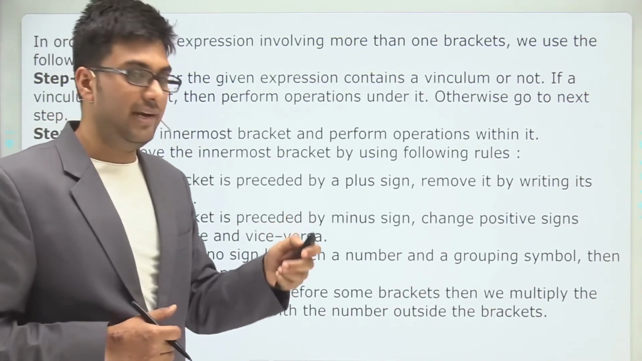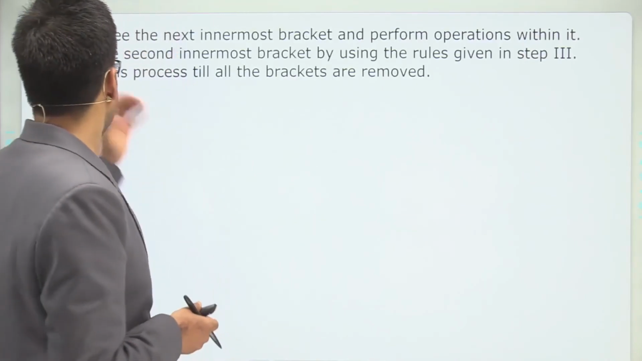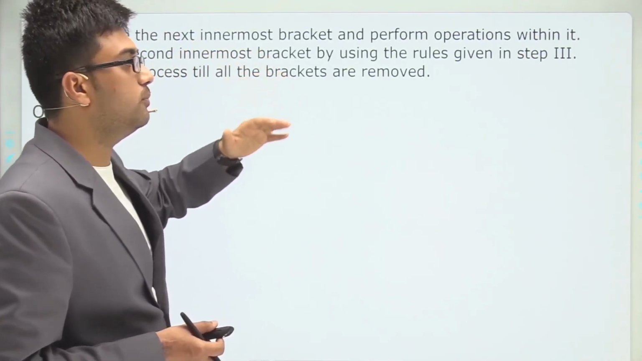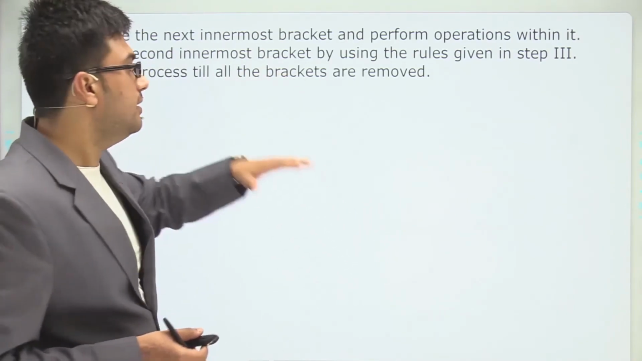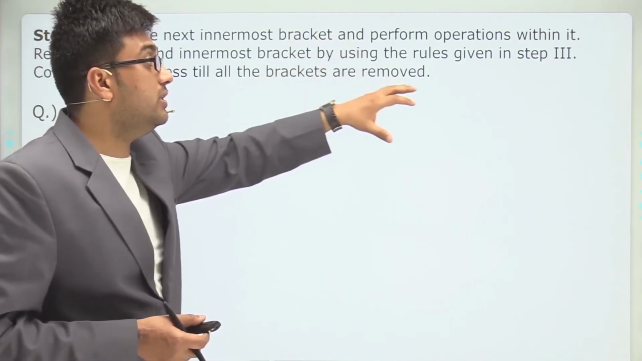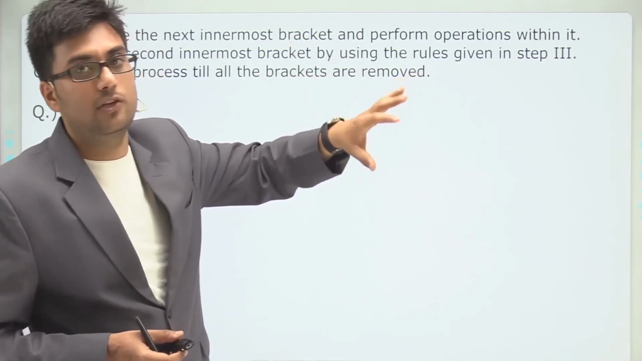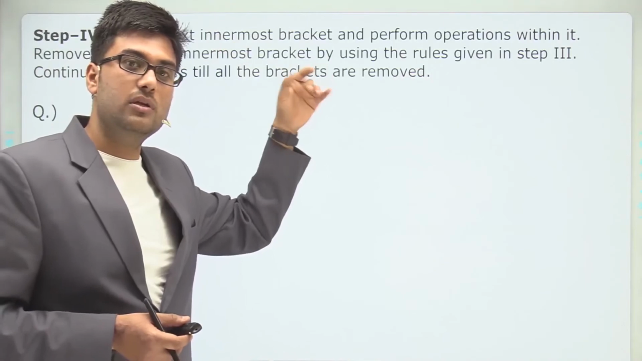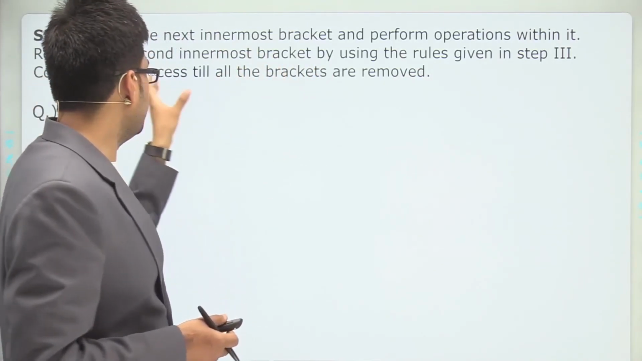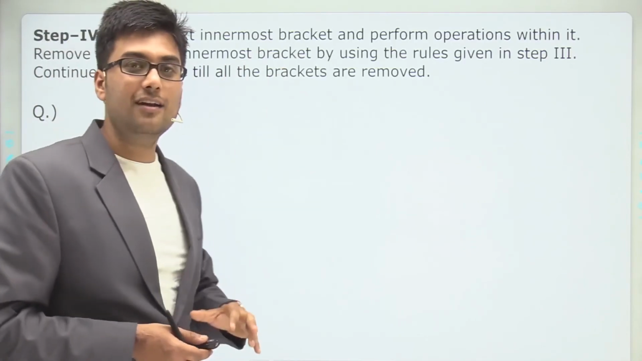And now let's discuss step 4. Step 4 is what? See the next innermost bracket and perform the operation within it. Then remove the second innermost bracket by using the rules given in step 3. Clear? Again we use the steps which we follow in step 3. Continue this process till all the brackets are removed.